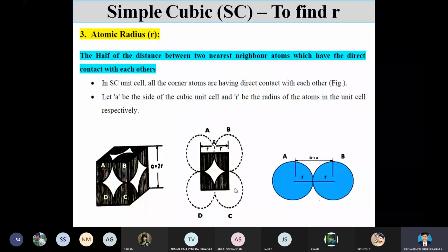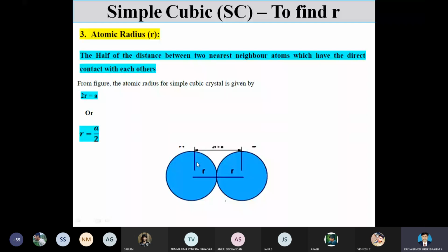So for the cubical structure, the length, breadth, and height should be the same. The parameter, the length and the axis, should be the same. That's why we are writing the same value for all the sides in the cubic structure. So from the structure, we are measuring the atomic radius.